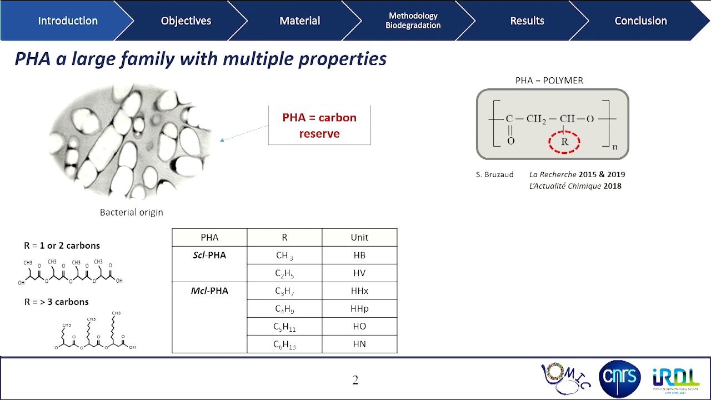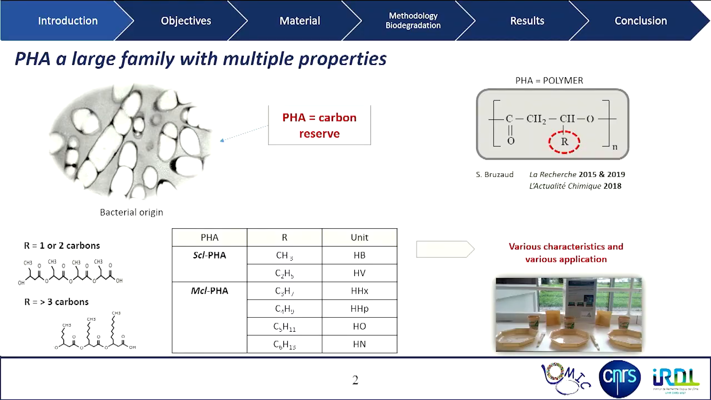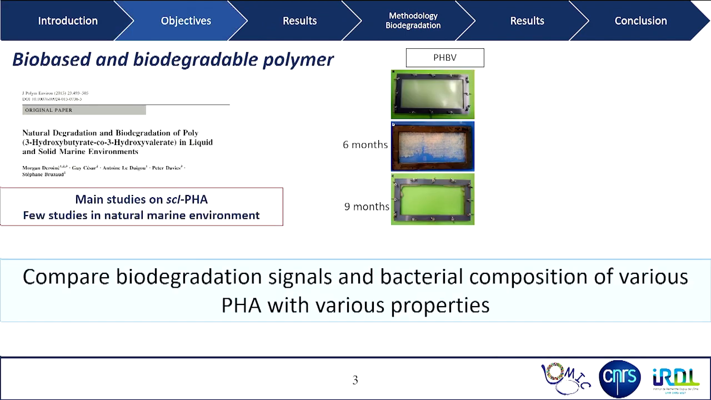And the thing is, according to the composition of this polymer, the type of the polymer, we will find different physicochemical properties, and we can find various applications for the PHA. Usually we find the short chain PHA in packaging applications, while we will find the medium chain PHA in some biomedical applications. Additionally, being bio-based and coming from bacteria, they are believed to be biodegradable.